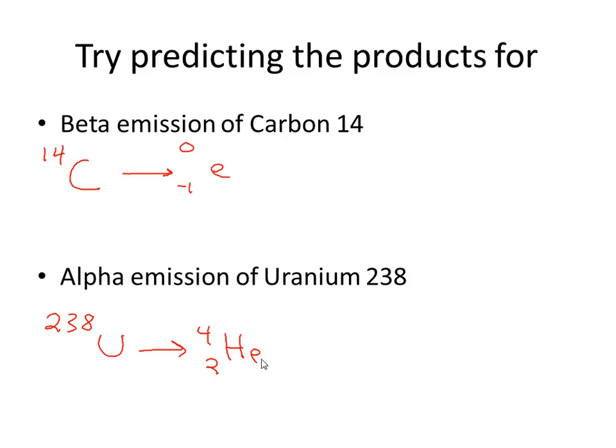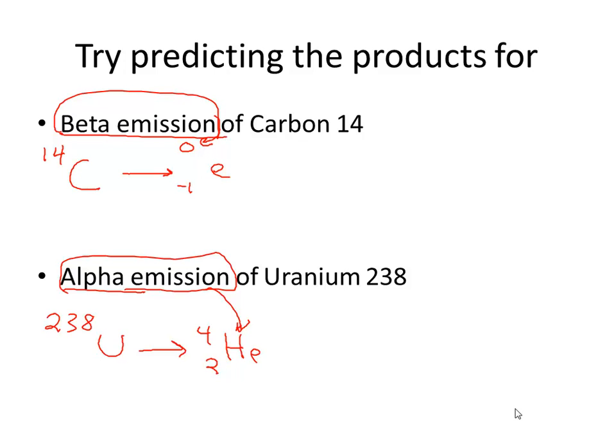This is the alpha particle, every time. Alpha emission, emission just means to give up. So whenever you're talking about alpha emission, you're talking about this particle right here. Whenever you're talking about beta emission, you're talking about this particle, this whole thing, the beta particle. Okay? So let's pause it for a second and see what you guys can come up with. You're going to need your periodic tables.